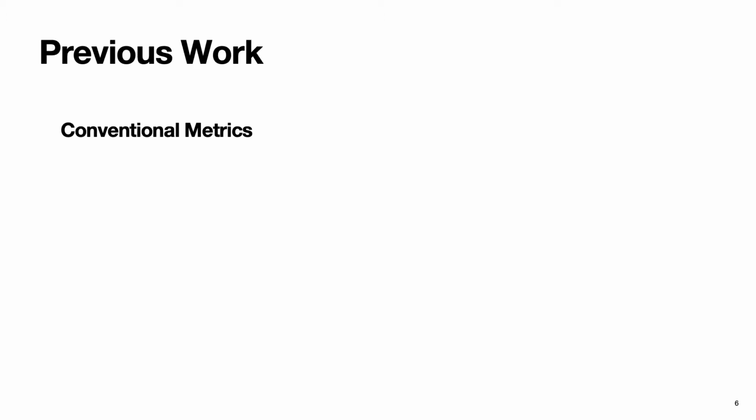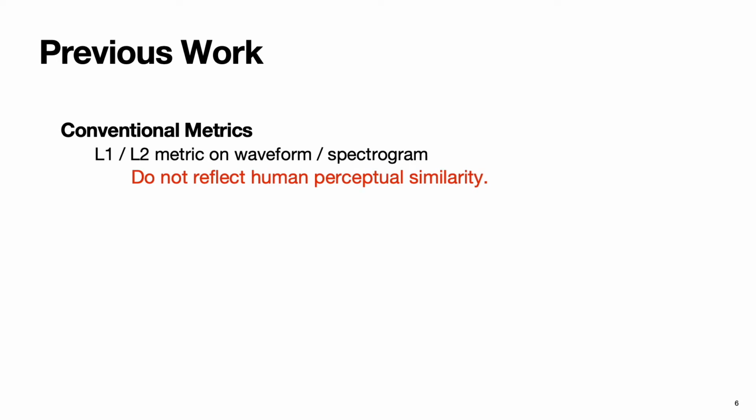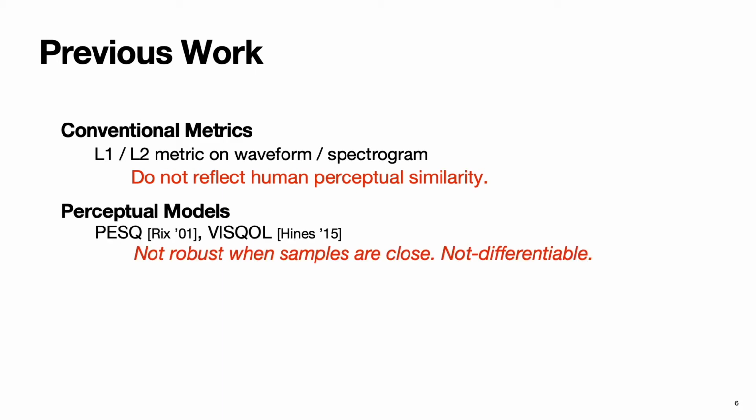As we saw, conventional metrics like L1, L2 are just numerical differences that cannot reflect human perception of similarity. Early perceptual models like PESQ and ViSQOL were inspired by the way the human ear processes these signals, but these approaches are not robust for audio samples that are quite close and have subtle differences, like in the example that we just heard, and two, they're non-differentiable. Differentiability is crucial in many deep learning and other tasks that require a gradient for optimization.